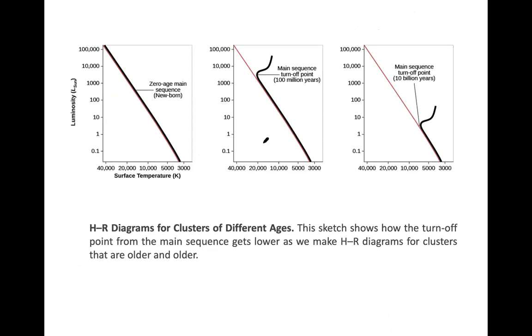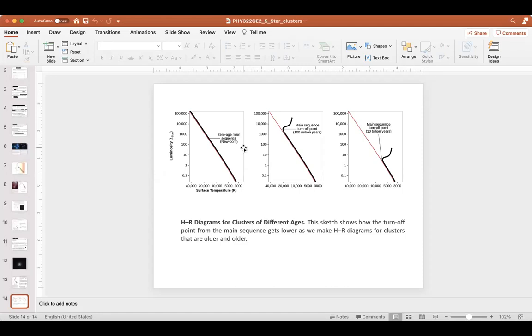And here is again a good comparison of the HR diagram of different types of main sequence. This is a zero age main sequence with all the newborn stars. All the stars are on the main sequence, and after some time, after 100 million years, you can see that this has turned off from here. And then after 10 billion years, the main sequence has turned off right from right here. So it's a nice property that you can exploit and do different things, right? So that's all about the star clusters, open star clusters and globular star clusters.